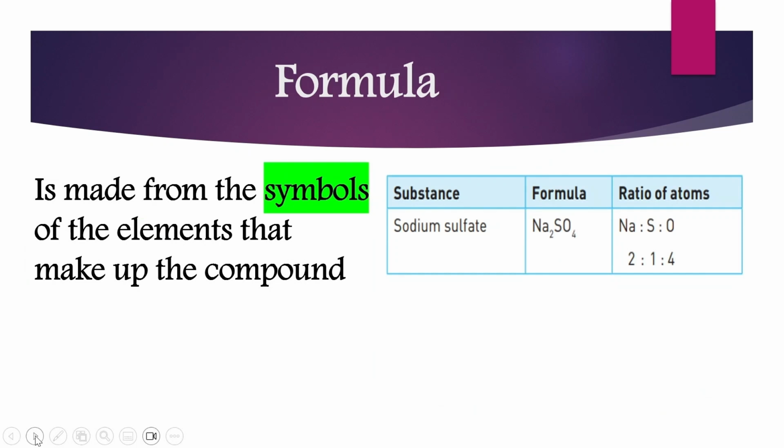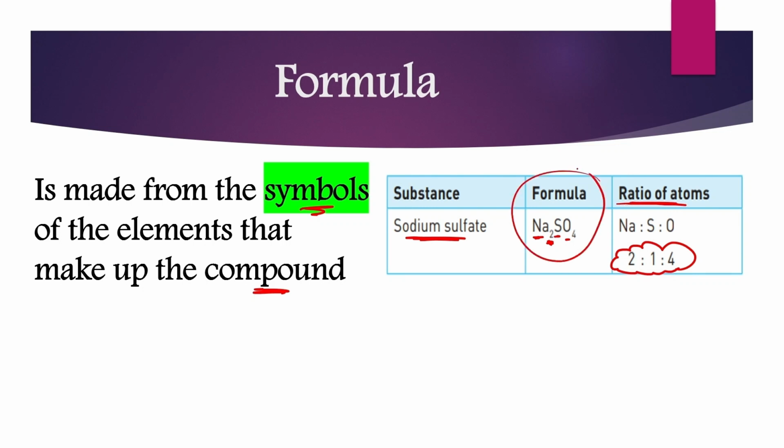What do we mean by the formula of a compound? The formula of a compound is made from the symbols of the elements that make up the compound. For example, here we have sodium sulfate. Sodium sulfate is composed of sodium, sulfur, and oxygen. What's the ratio here? The ratio here, I have 2 sodium atoms, I have 1 sulfur atom, and 4 oxygen atoms. So this is the ratio of the atoms, and this is the formula.